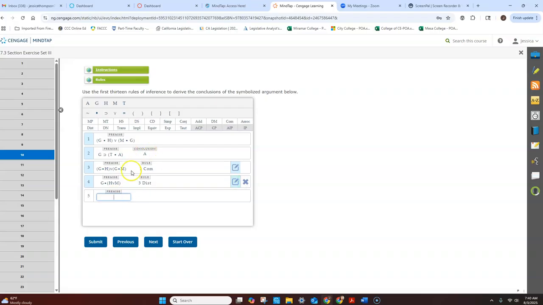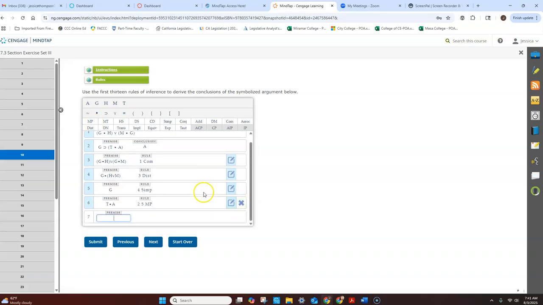Now we still can't get our conclusion, but remember how we talked about this earlier? It'd be cool if we could get that G by itself so that we could do a modus ponens on line 2. Well, you can now using simplification. So on line 5, we're going to go G, and that was 4 simplification. Now that we have that G by itself, we can get T and A, 2 and 5 modus ponens, right? Now we're looking good.